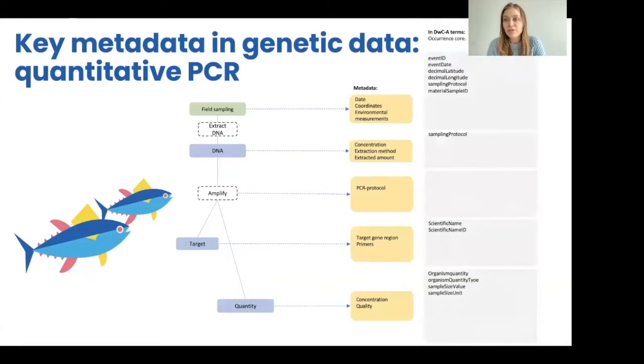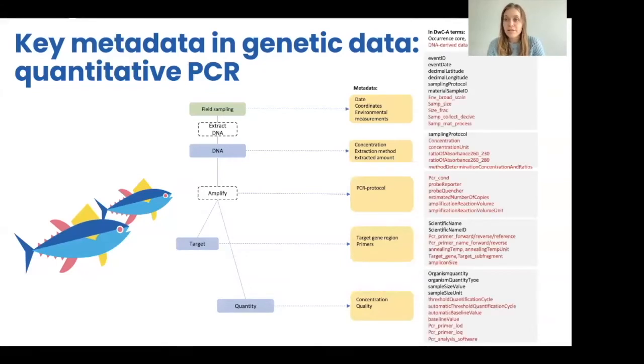So what fields are available in the Darwin Core archive files for this? Well, occurrence core is the same as it was with the environmental DNA metabarcoding example. You have information for your field study, information from your taxonomy, so your target species, and the quantity of what you are studying. And then there are some extra fields in the DNA-derived data which may be interesting here.